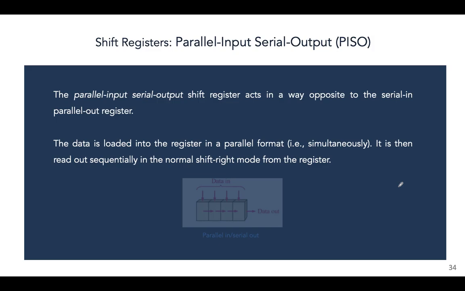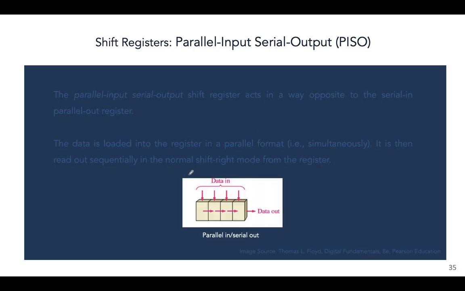Now let's move on to the third kind of shift register, parallel input serial output, PISO. So again, from the name itself, you can see that the data must move in a parallel format. So simultaneously, all the bits are entered into the register, but the data is read out sequentially. So this PISO register behaves in a way which is opposite to a SIPO. In SIPO, data moved in serially, it came out parallelly, that is simultaneously. In PISO, the data bits are entered into the register simultaneously, but they come out serially.